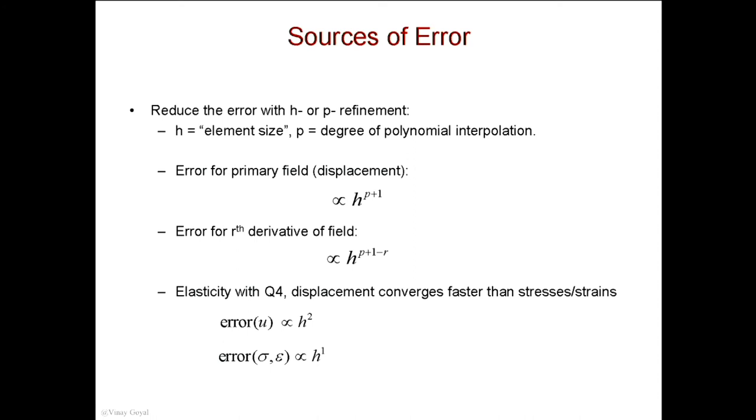As an example, let's take a Q4 element. It's a linear interpolation, you agree? Yes? So p is 1, so the error for displacement is proportional to h squared. If I decrease the element size, the error will decrease proportional to h squared. But now when I look at strain, we know that strain is the derivative of displacement. Therefore, the error will be proportional to h. So if I decrease the element size, you can see clearly that the error is not decreasing at the same rate as it does for the displacement. Does that make sense? Displacements will typically converge a little bit quicker than the stresses. Keep that in mind.